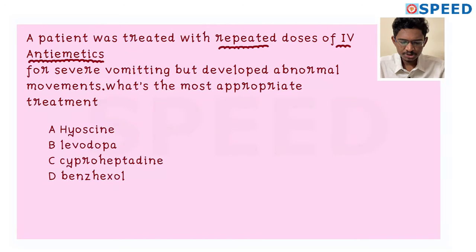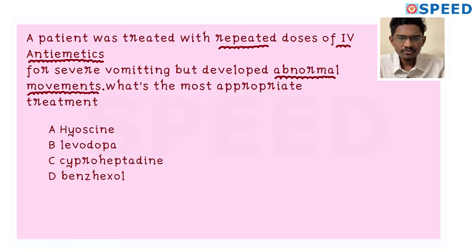A patient was treated with a repeated dose of IV antiemetics for his persistent vomiting, after which she developed abnormal movements. What is the most probable treatment for her? Hyoscine, levodopa, cyproheptadine or benzhexol. So let's see what happened here.